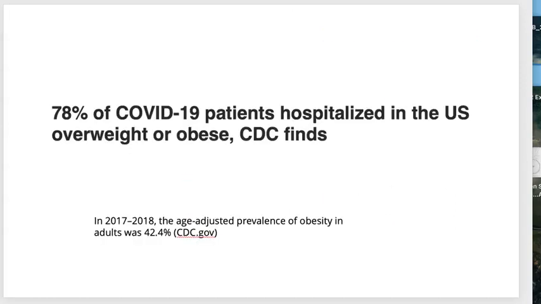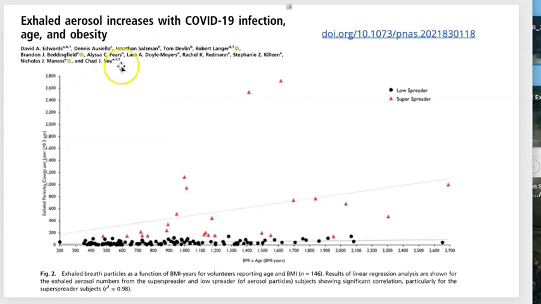Speaking to what I just said previously, this data set from a PNAS paper shows the correlation between super spreading and BMI years, which is body mass index times age, on the x-axis here. So again, we're looking at particle emissions as a function of BMI years, and they're using data from databases to assess BMI. But obviously, as you can see, there's a strong correlation.